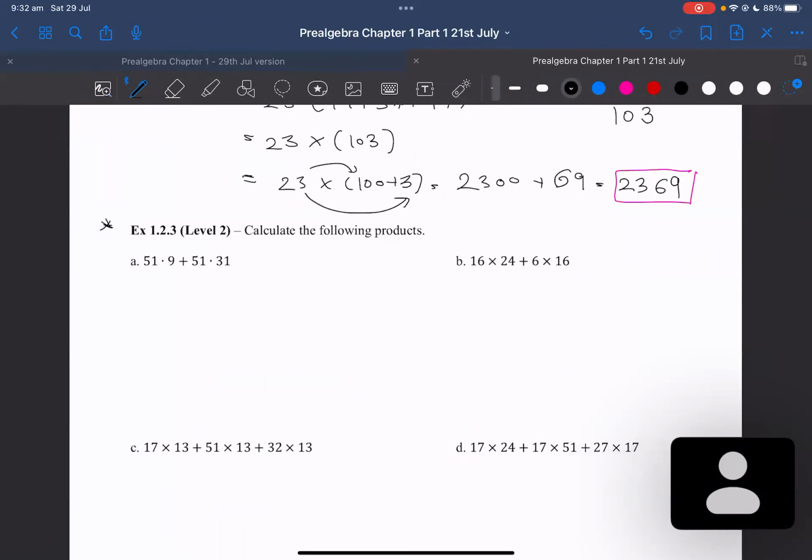So the level 2 exercises. Start with some easy ones. Start with A and B. I'll get you guys to do part A and B, and then we'll discuss afterwards. All right. So I'll give you guys about 5 minutes to do A and B.